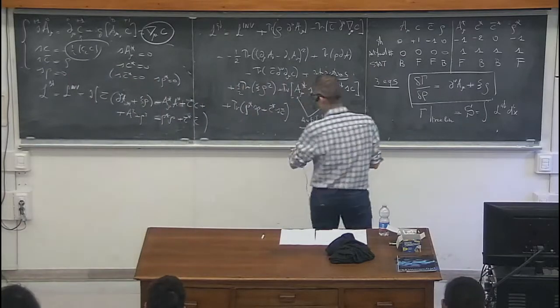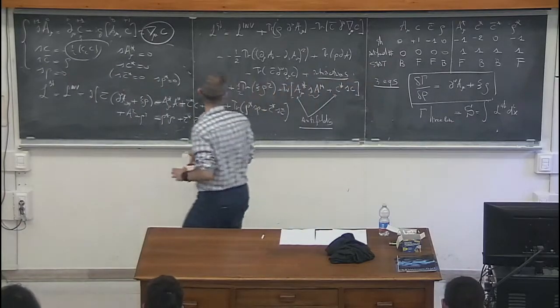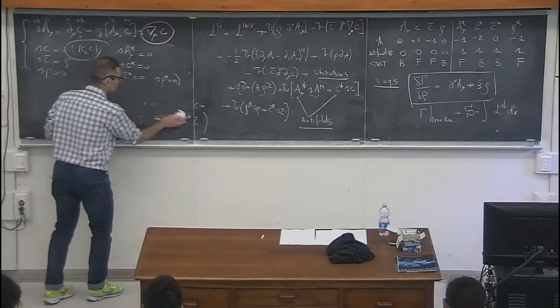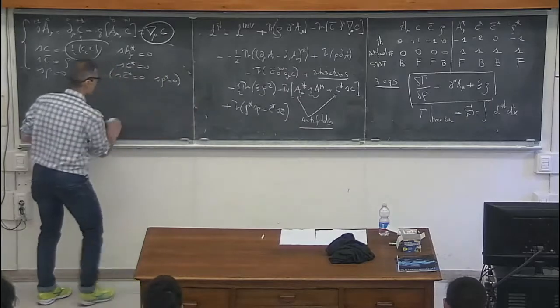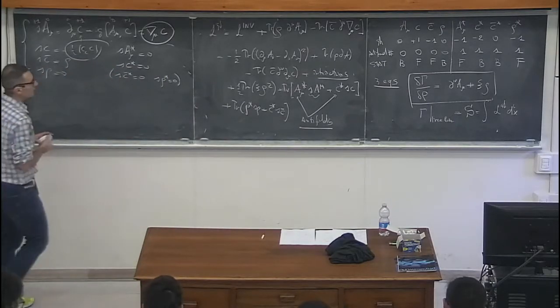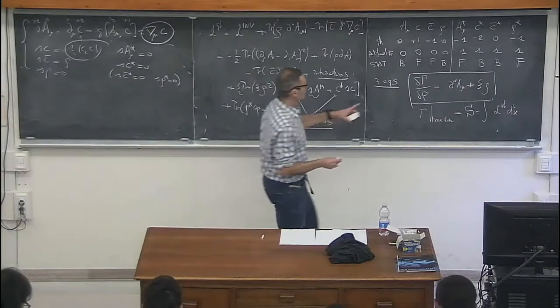Good. So the second equation I'm going to discuss is the following. Now I want to write down the Ward identities for the BRST symmetry. Okay. To write down the Ward identity for the BRST symmetry, I observe the following.